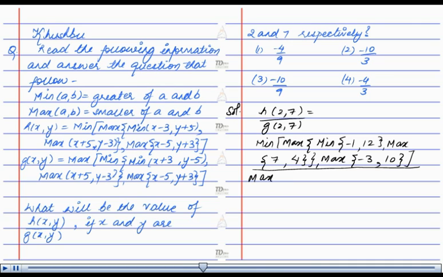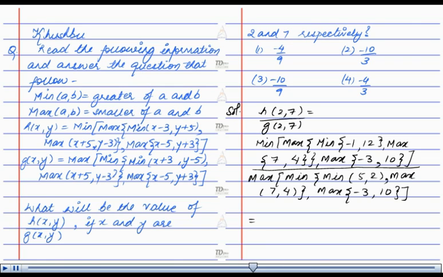minimum of (2 plus 3, that is 5, 7 minus 5, that is 2), maximum of (2 plus 5, that is 7, and 7 minus 3, that is 4), maximum of (2 minus 5, that is minus 3, 7 plus 3, that is 10).